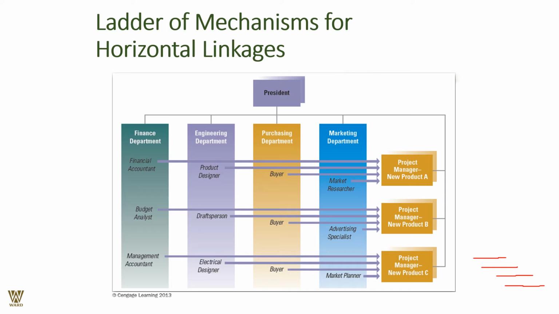So we have the president, and the finance department, in which we have a financial accountant, the budget analyst, the management accountant. Similarly, for the engineering department, we have the product engineer, draftsperson, and electrical engineer. Mind you, these might be allocated to project A. There might be certain people who are allocated to project A, certain people looking at project B, and a component of people who might be going for project C altogether, and that is what is to be understood time and again.